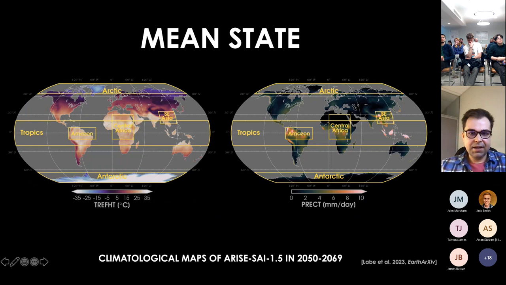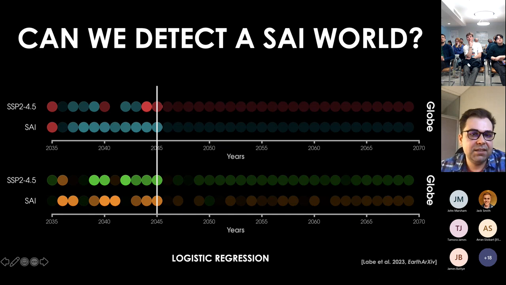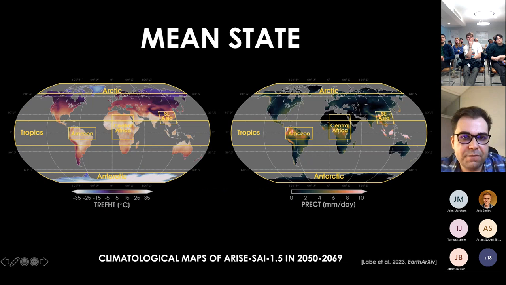So you might say, well, what does the mean state look like? So essentially what we've seen here is that aerosol injection starts in 2035 in these simulations. And for the first decade, it's getting the prediction in some cases correct, but there are clearly differences. So here's what the simulations look like.